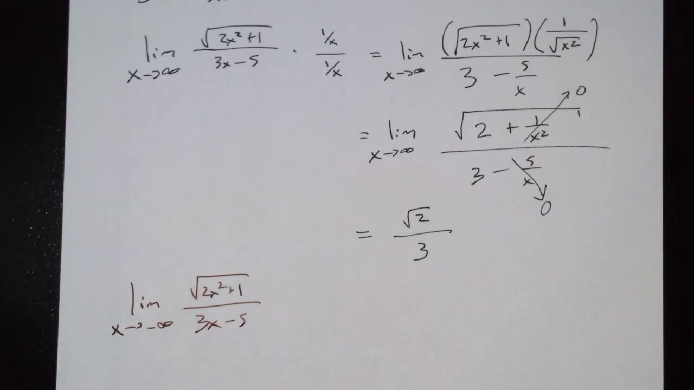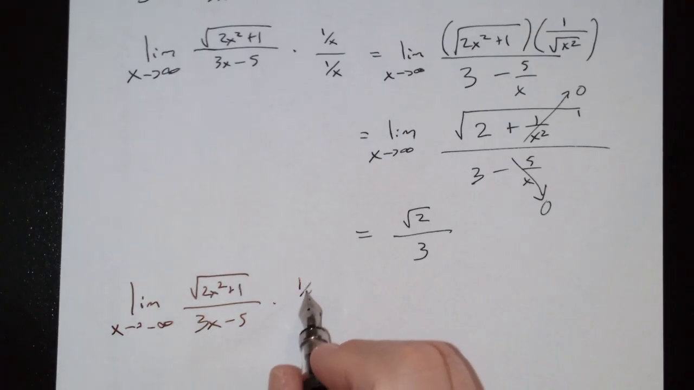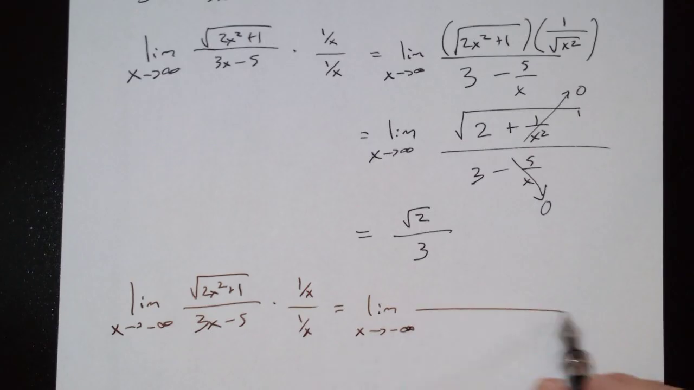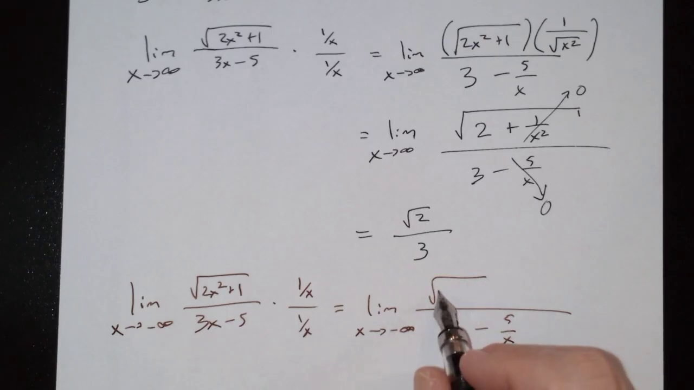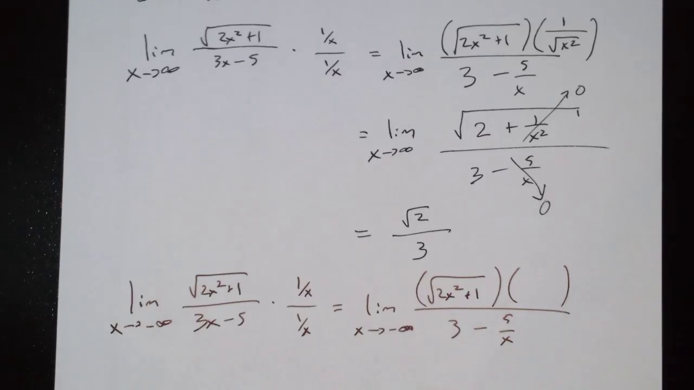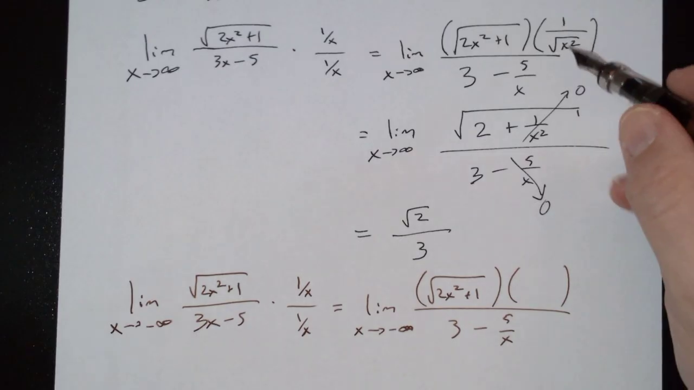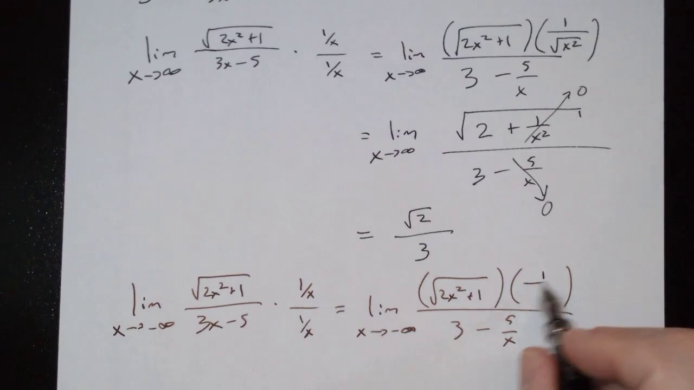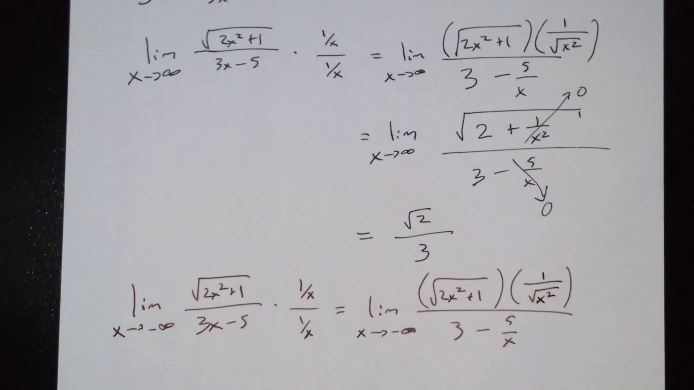Now you might think to yourself, I'll do the same thing. I'll multiply by 1 over x on top and 1 over x on the bottom. And on the bottom, I will now get 3 minus 5 over x. And on the top, I'll take the square root of 2x squared plus 1. And what will I do here? Well, up here, I replace that with a 1 over the square root of x squared, right? This 1 over x looks like that.